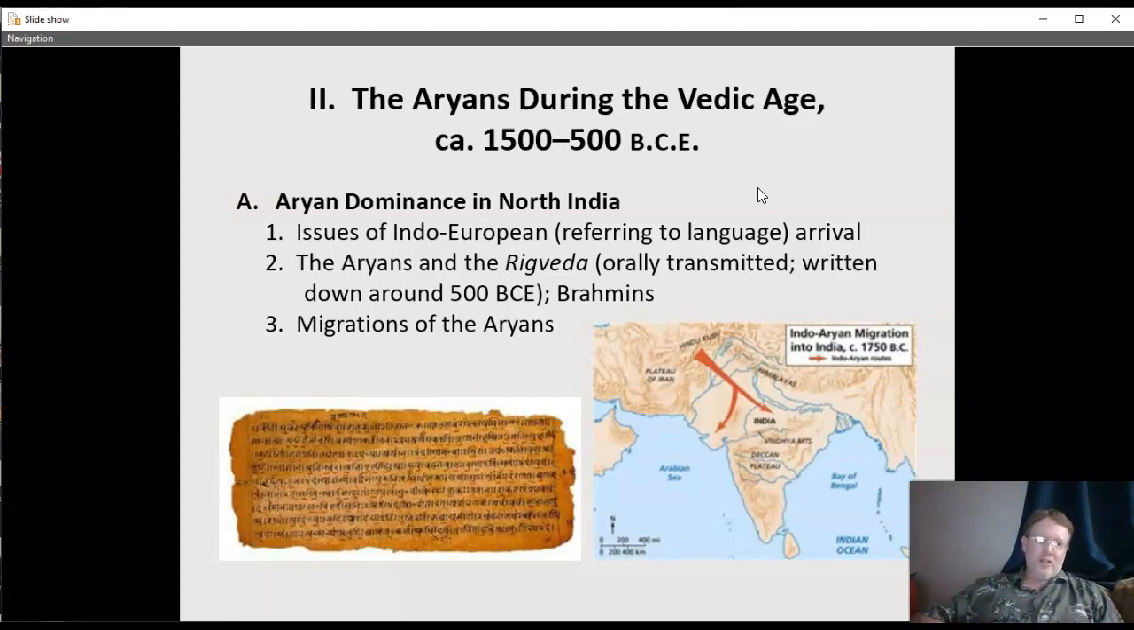Other than skin color, it would have been difficult to tell the difference between an Aryan and an Indian. They spoke the same language, they had the same culture, they had the same religion. So other than skin color, it would have been difficult to tell the difference. And we know the Aryans were much lighter skin color, almost white. Another reason that we believe they came from Europe or northern Asia somewhere is that their skin color was much lighter.